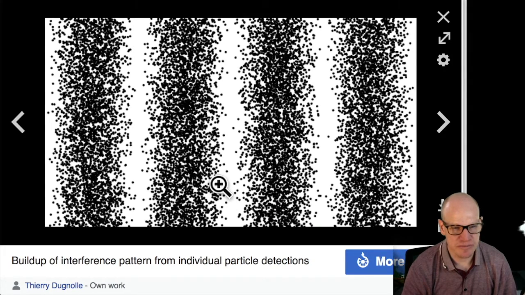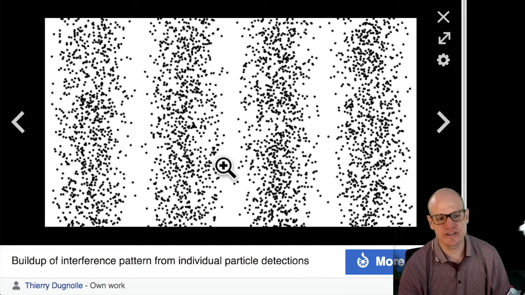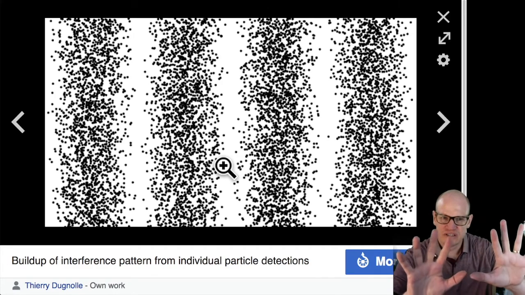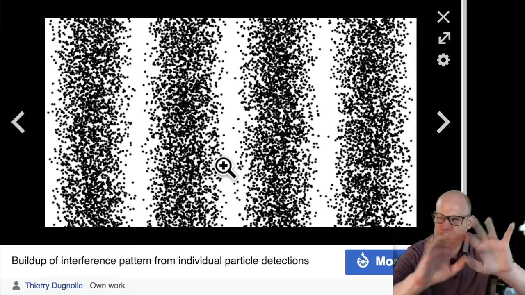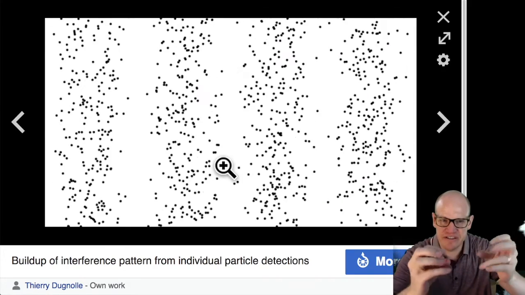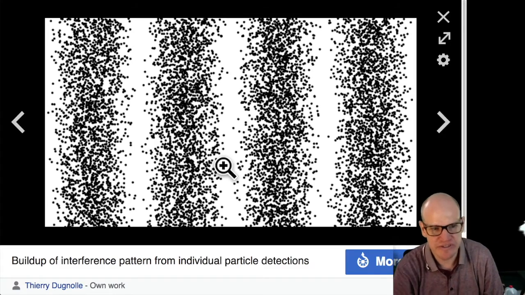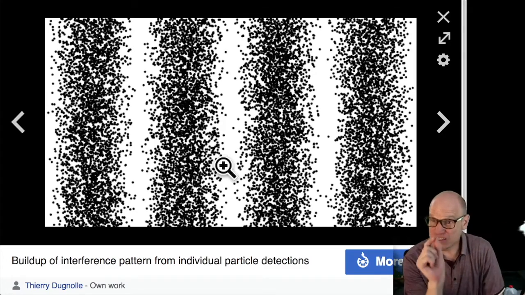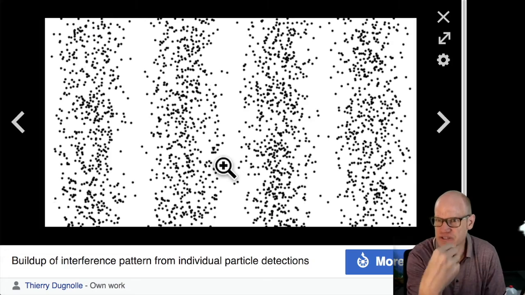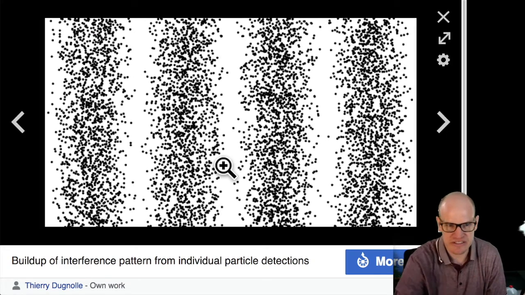I wish I could pause this, but I can't. But you can see at the beginning, it looks random at the very beginning of this animation, and then it starts to fill in only certain parts and leave other parts empty. And so this means that a single electron, because this is just individual single electrons that are going through this apparatus and getting to the detector.